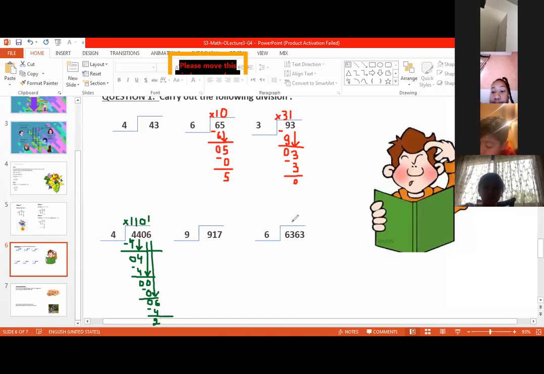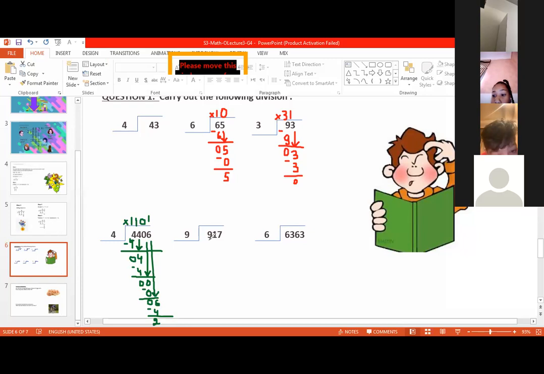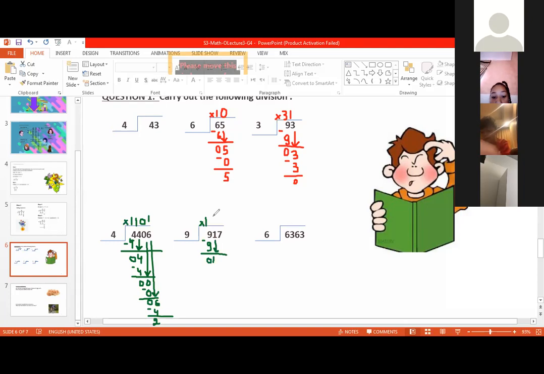917 divided by 9. What do we take first? The 9 only. Yes, 9 divided by 9 is 1. Excellent. 9 times 1 is 9. 9 minus 9 is 0. Perfect. Now what do we do? You bring down the 1. Excellent. 1 divided by 9 is 0. 9 times 0 is 0. 1 minus 0 is 1. And now we bring down the 7. Perfect. 17 divided by 9.